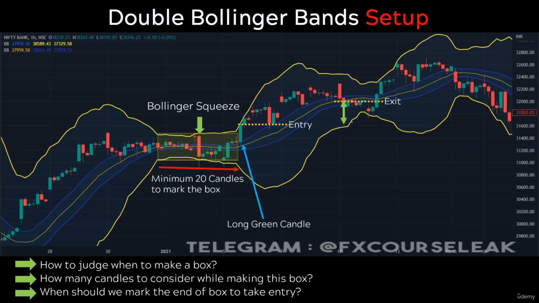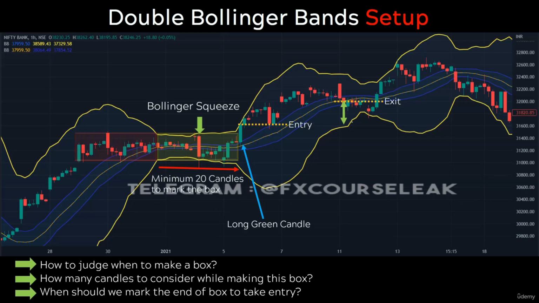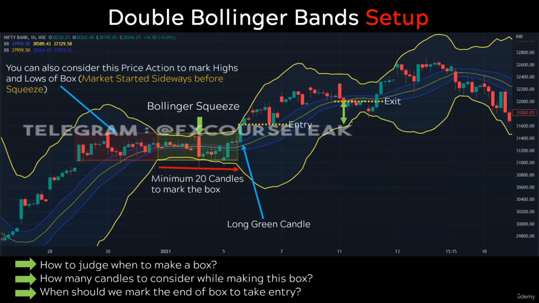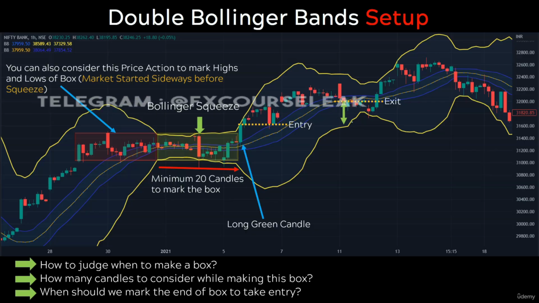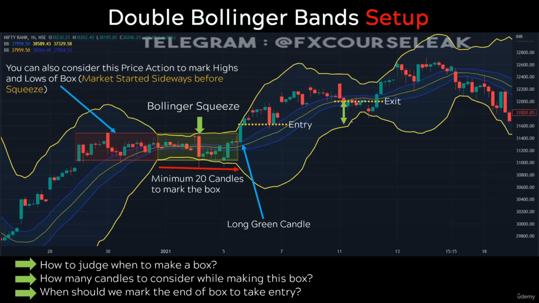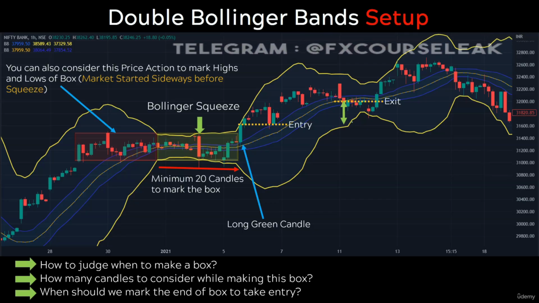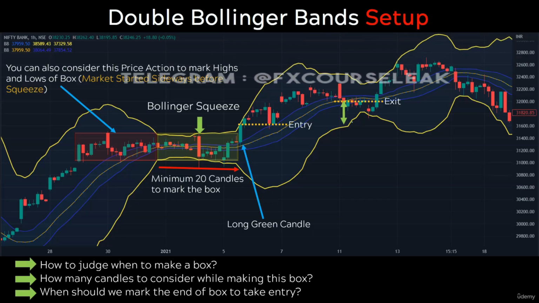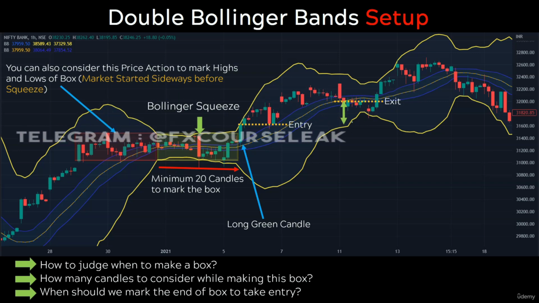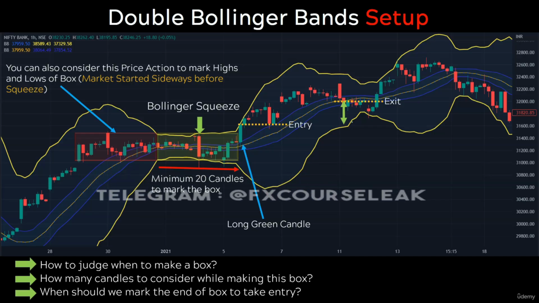And please note, if market before the Bollinger Band squeeze is sideways, then you can also consider those candles as well for making this box. But end of box is marked simply by counting minimum 20 candles from start of the squeeze. Now please re-listen this statement again, that if market before the squeeze is sideways, then you can also consider those candles while making this box, but end of box is simply marked by counting minimum 20 candles from start of the squeeze. I hope this important point is clear to you.